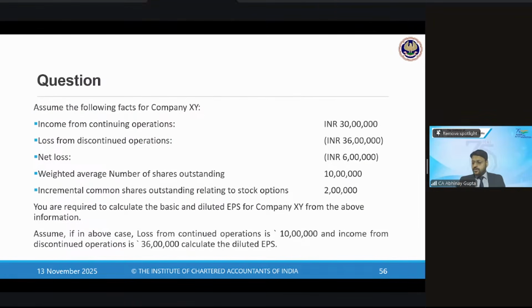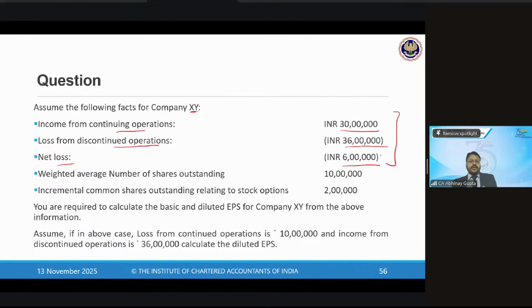So let's do this question first, and then we will come back to the literature. Assume the following facts for the company XY. Income from continuing operations 30 lakh. Loss from discontinued operations 36 lakh. Net loss 6 lakh. Clear?